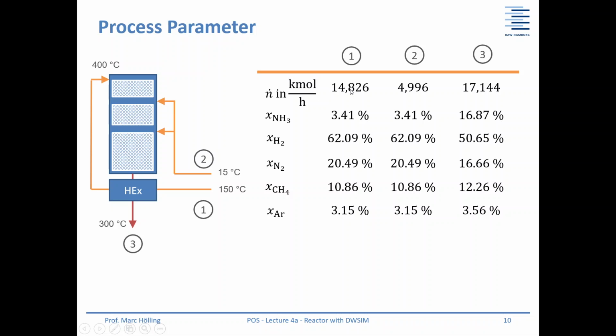Here, this is the mole flow in kilomoles per hour. And watch out, since we are English speaking right now, this comma here is the decimal. It's the symbol for 1,000. So this is 14,826, 4,996, and so on, 17,000. So in English, dot and comma are exchanged. Okay, and what's your task? You should build a simulation in DWSim that comes as close as possible to these values.